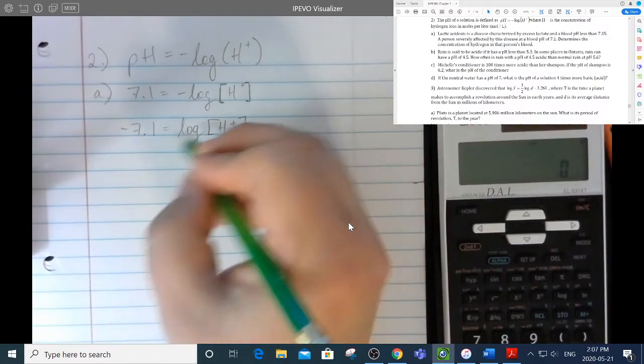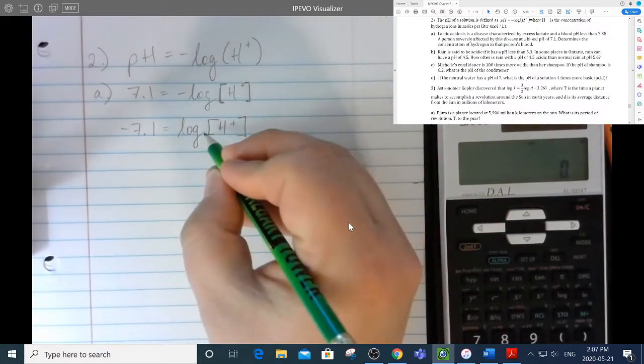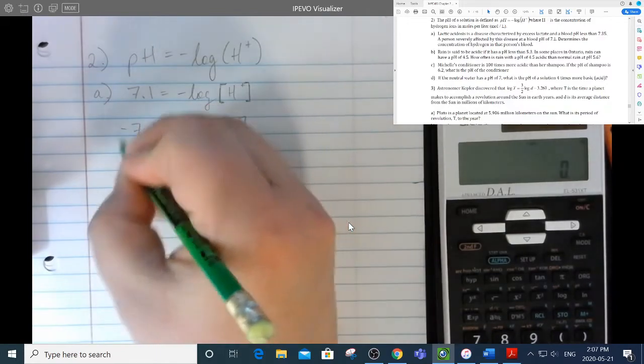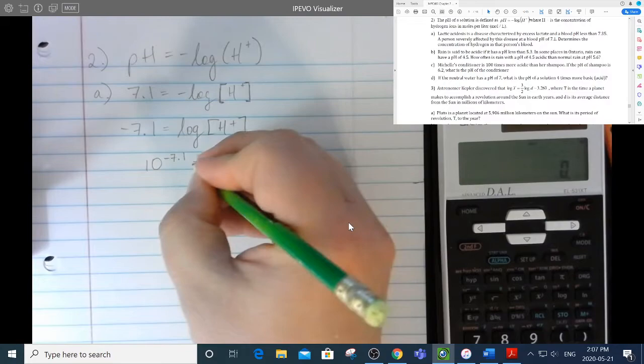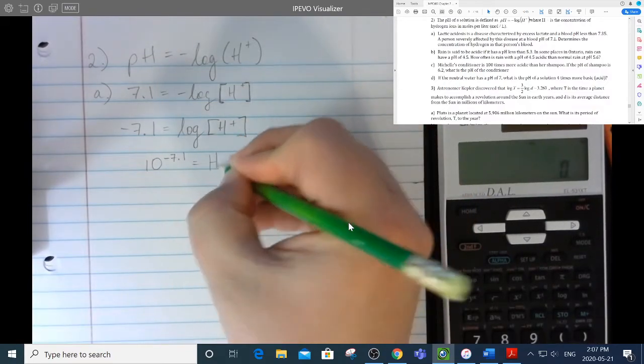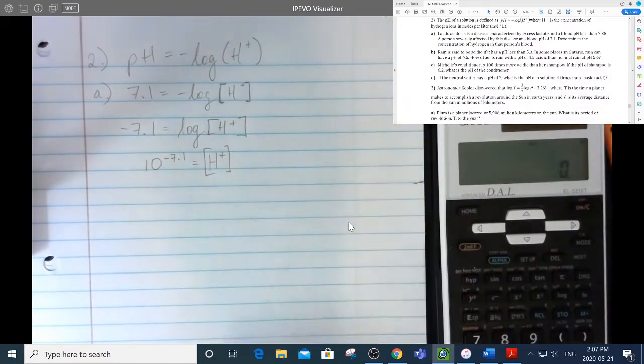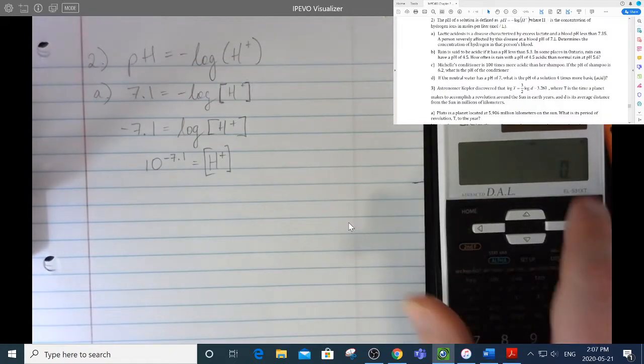And now let's change this to an exponential equation. That's base 10. That's my exponent. And see, the argument can't be negative, but the exponent can. And that's why we do it that way. So all I have to do now is actually punch buttons.